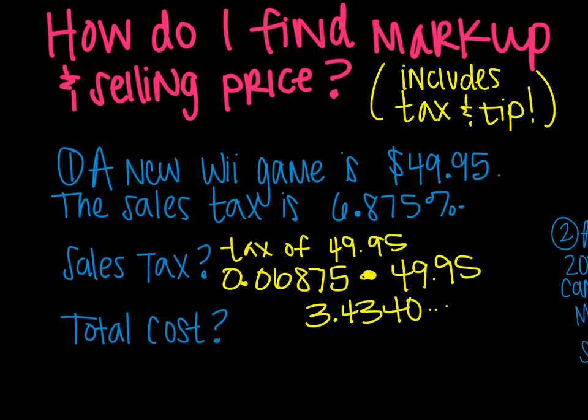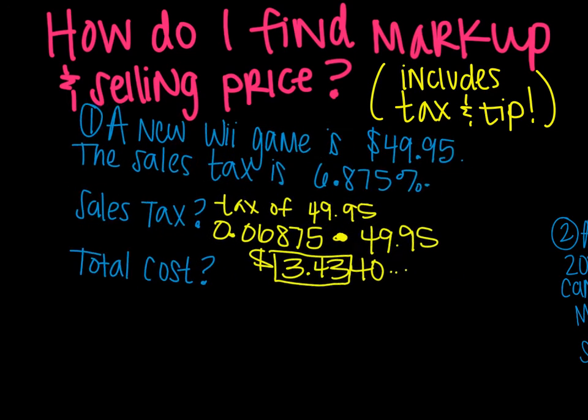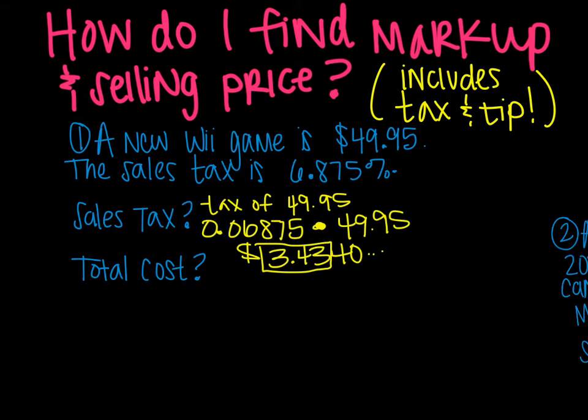$3.4340, and it keeps going on. You're talking about money, so you want dollars and cents, and then you want to round. That 4 rounds down, so we're going to stay at $3.43.